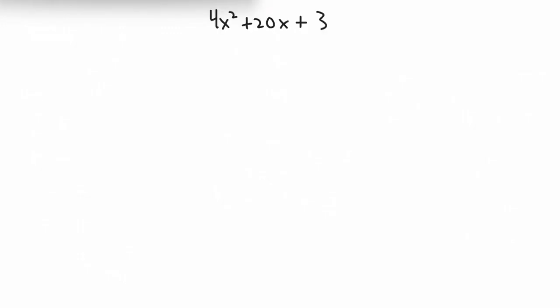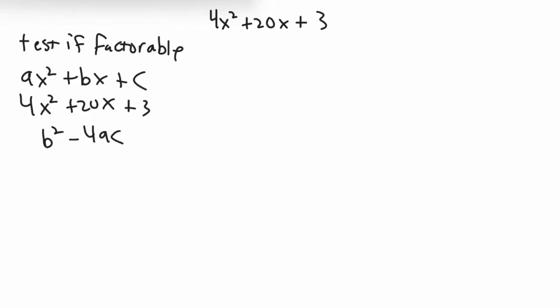Okay, so this is our next problem. Let's factor 4x squared plus 20x plus 3. Okay, so we want to test and see if this is factorable. So we're going to plug this into b squared minus 4ac. b is 20, so you got 20 squared minus 4 times a is 4, c is 3.